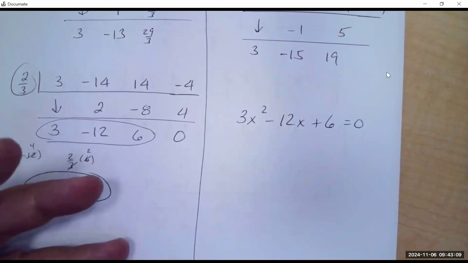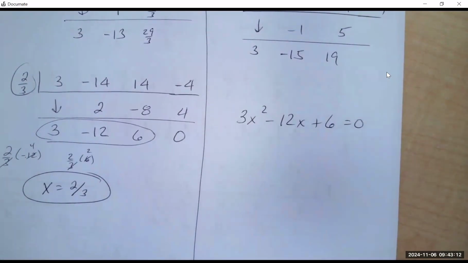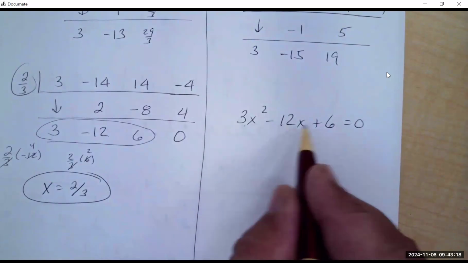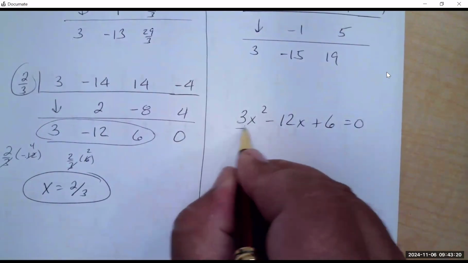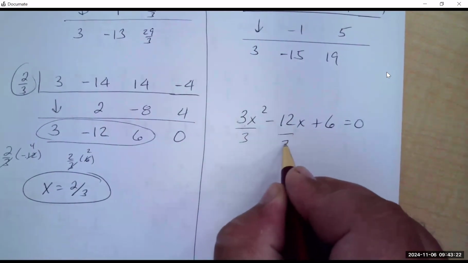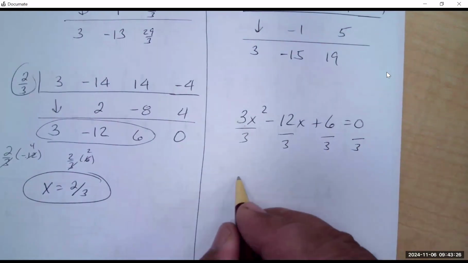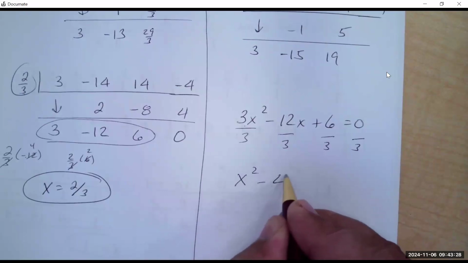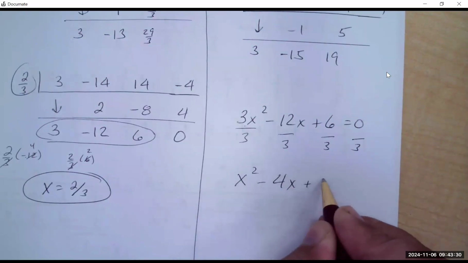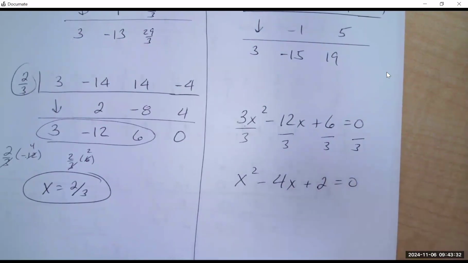The first thing you want to do, is there anything in common with all of these? Yes, they all have a factor of 3. If I divide each term by 3, x squared minus 4x plus 2 equals 0.